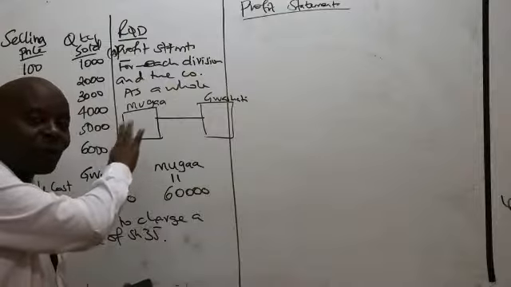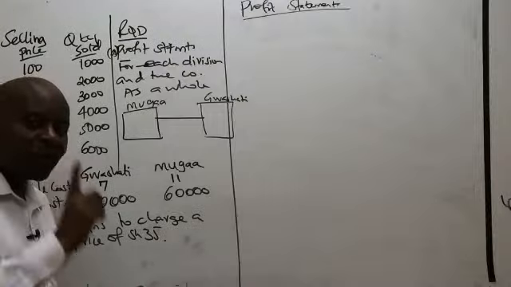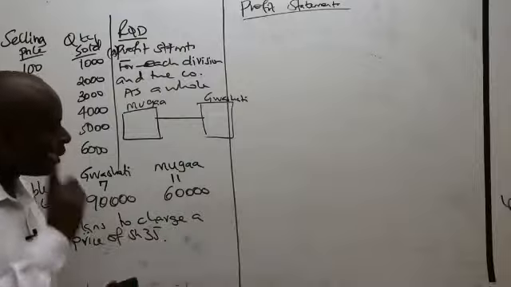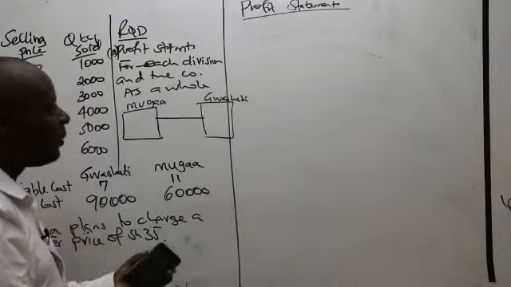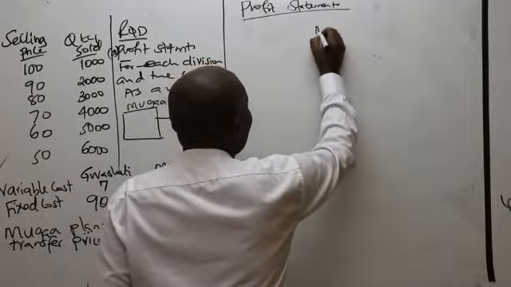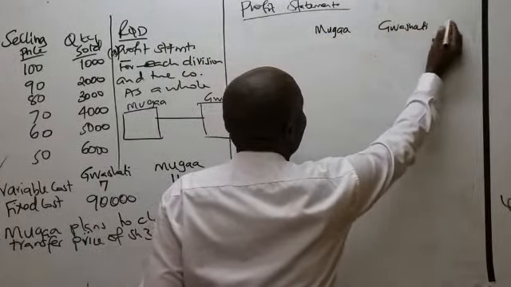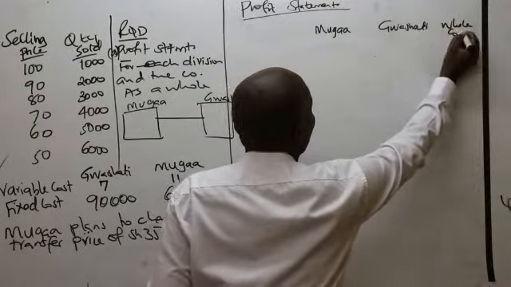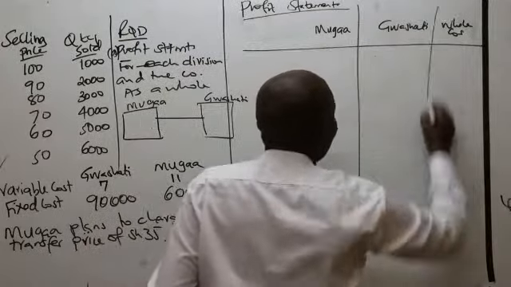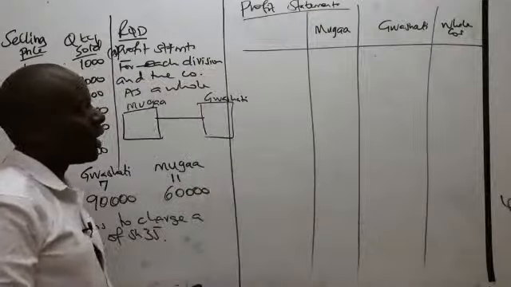The moment you lose out on this first very important principle, then you can easily get a zero. Always start by identifying the first company, the one that is producing the intermediate product. That is the one, ladies and gentlemen, that should come first in this column. So we have Muga, we have Washati, and then we have the whole company now. So two divisions, and of course, when you combine them, we shall be having the whole company.